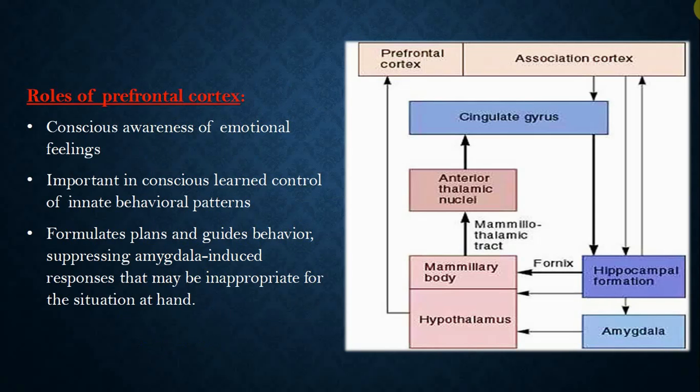Now, something of the roles of the prefrontal cortex. So we have seen that the higher levels of the cortex are also crucial for conscious awareness of the emotional feelings. Higher levels of the cortex, particularly the prefrontal and limbic association areas, are important in conscious learned control of innate behavioral patterns. Prefrontal cortex formulates plans and guides behavior, suppressing the amygdala-induced responses that may be inappropriate for the situation at hand.